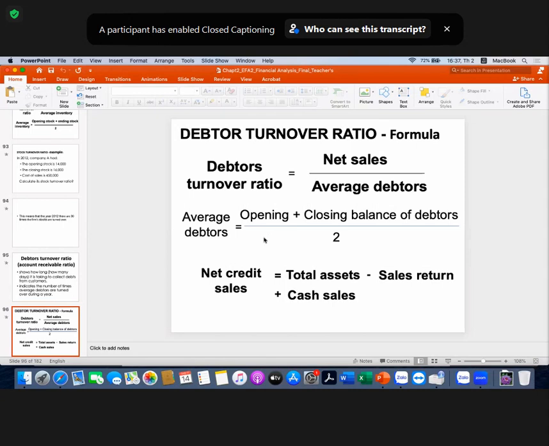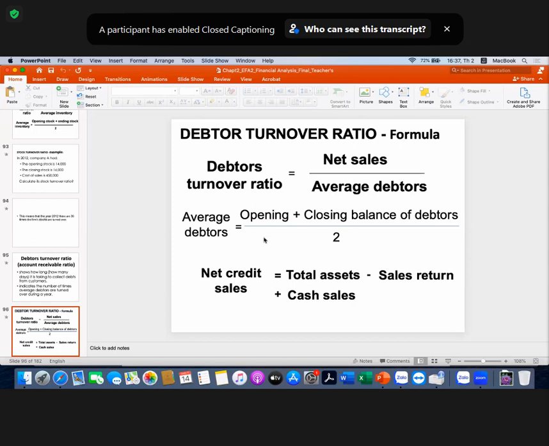This ratio is calculated by taking net sale dividing by average debtor. And average debtor is calculated by the sum of opening and closing balance of debtor dividing by 2. And the net sale or net credit sale is calculated by taking the total sale minus the sale return, plus the cash sale if necessary.